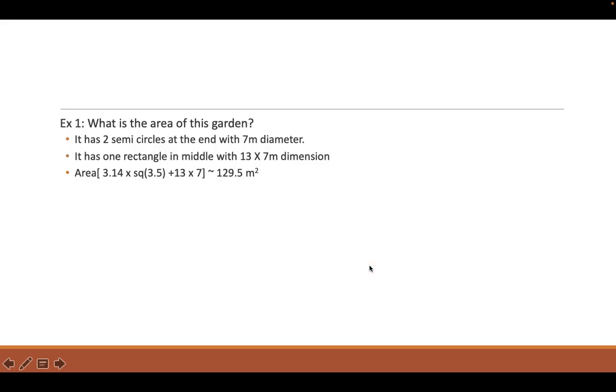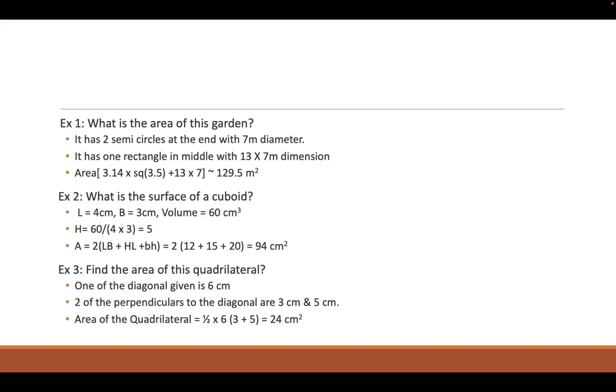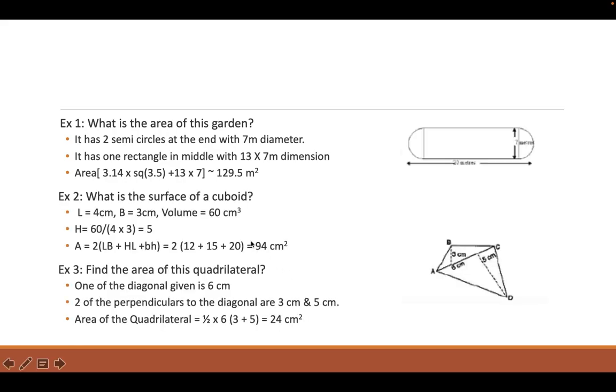Okay, now examples. Here we have one example we are going to see. It is a typical example. What is the area of this garden? This garden is going to be two semicircles at the ends and one rectangle. So just sum it out and you will get the area. The rectangle in the middle has dimensions given, so the semicircles you will figure out, and then you add the areas of both the semicircles and the rectangle.